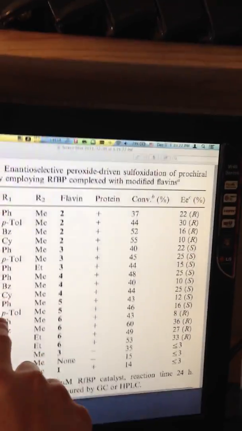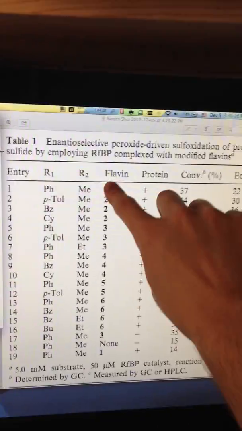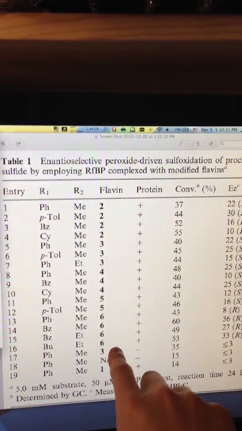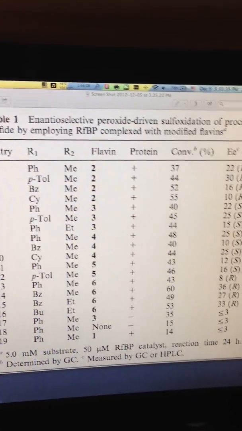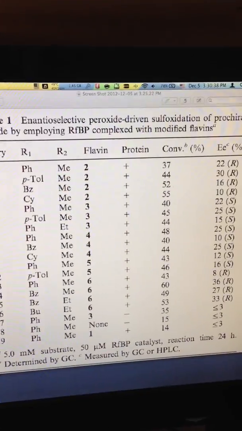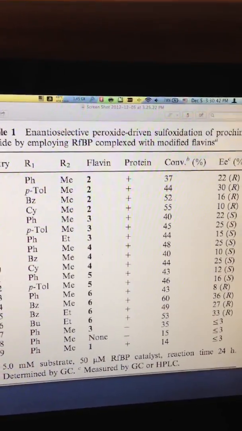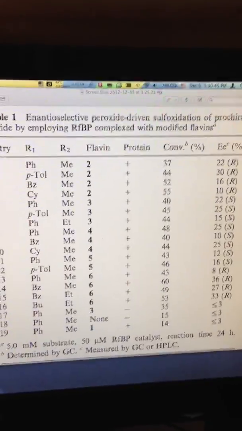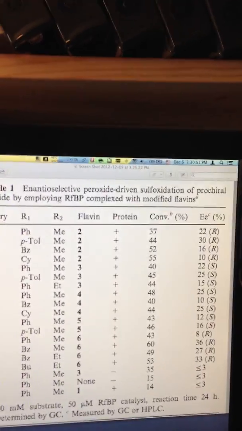In the table, the authors reconstituted apo-riboflavin binding proteins with different flavins, shown here, 2, 3, 4, 5, 6, and the controls. They then derived synthetic flavoproteins that were tested for their ability to perform peroxide-driven and enantioselective sulfoxidations. They observed that the created artificial flavoproteins were active as catalysts and even displayed enantioselectivity.